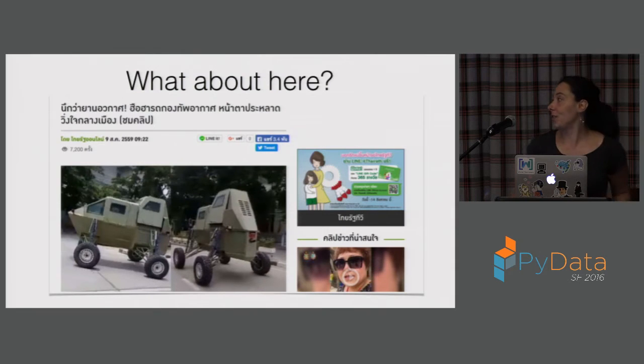Let's make it even harder. So here's a page from a Thai newspaper. And it's the same thing. How do we figure out the publication date of this article? I don't even vaguely know what this article is about. I was looking at what this picture even is. But you can see there's an advertisement, there's a video of something, there's the title.